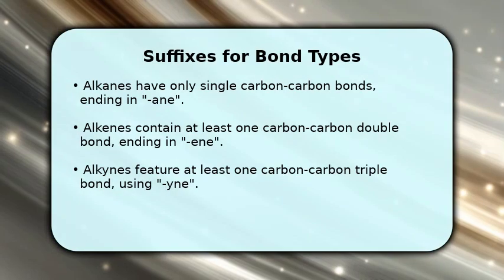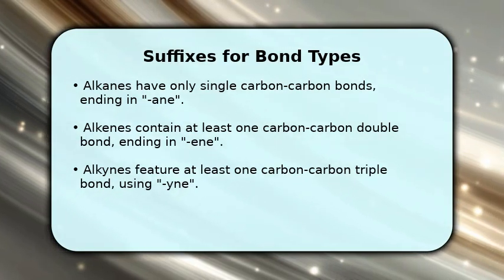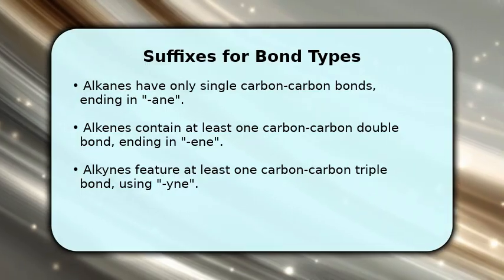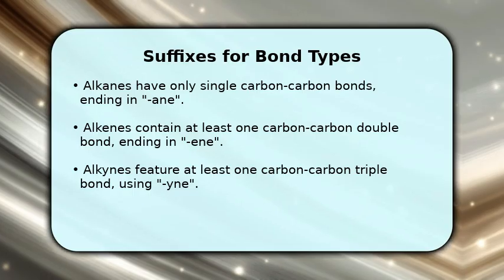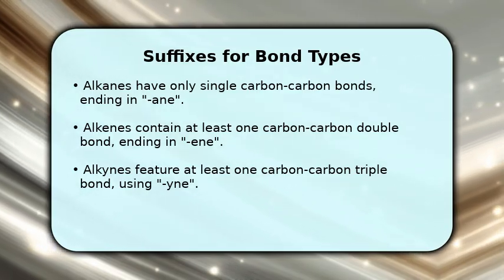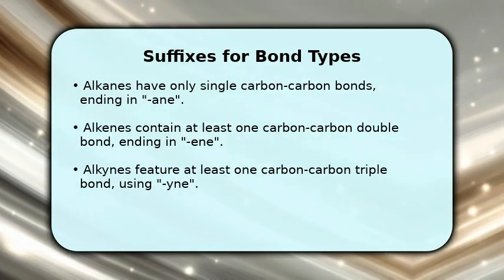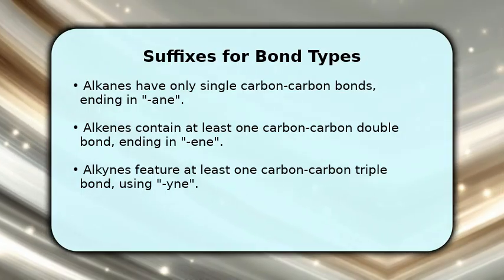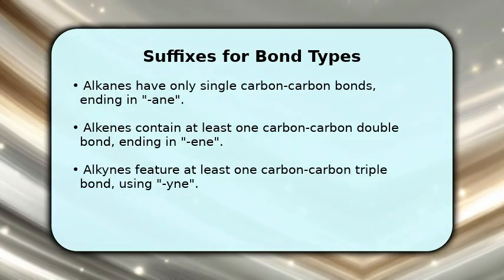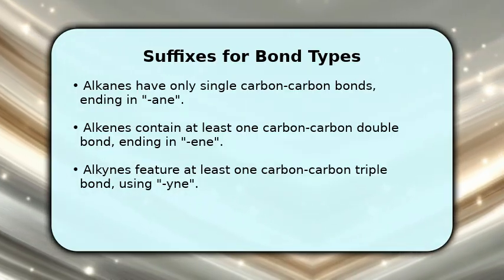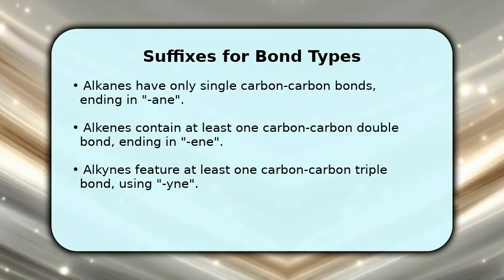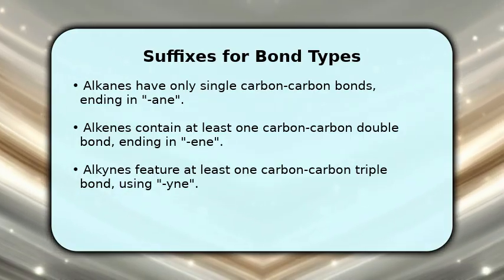Now let's talk about the suffixes which tell us about the types of bonds present. If your compound has only single carbon-carbon bonds, it's an alkane and its name will end in -ane. For compounds with at least one carbon-carbon double bond, we use the -ene suffix, indicating an alkene. Finally, if there's a carbon-carbon triple bond, it's an alkyne and the name concludes with -un.